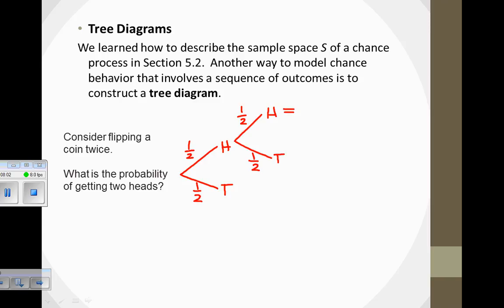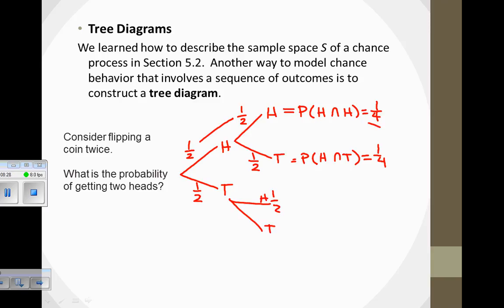So this will be the probability of heads and heads, which is 1/4. This would be the probability of heads and tails, which would be 1/4. 1/2 times 1/2. You just multiply through to get your final answer. And again, heads, tails, 1/2, 1/2. So you'd have 1/4, 1/4 overall.